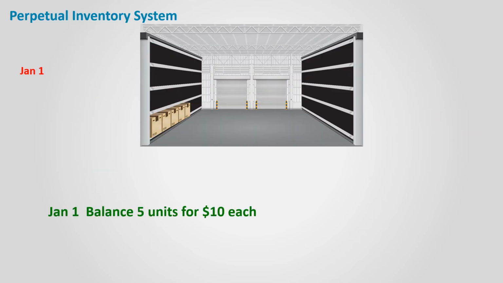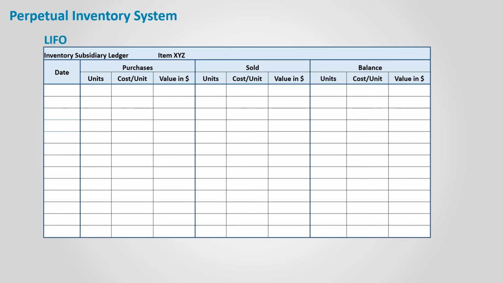Let us now see how we are going to cost the goods using the perpetual system. In a perpetual system, we keep record of all the flow of goods, whether buying or selling. Each single inventory item has a page in the inventory subsidiary ledger. It looks as follows. The main three categories are purchased, sold, and balance. So we started the period with a beginning balance of 5 units costing $10 each, so this will be recorded in the balance with a total value of $50.